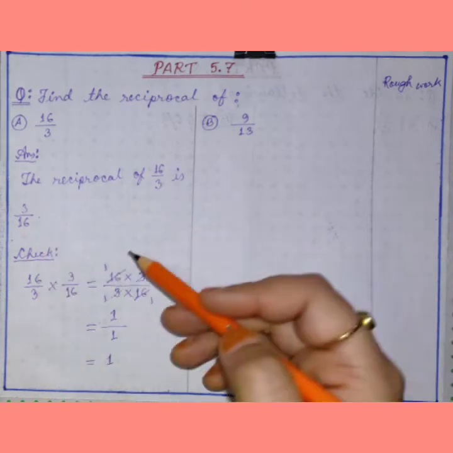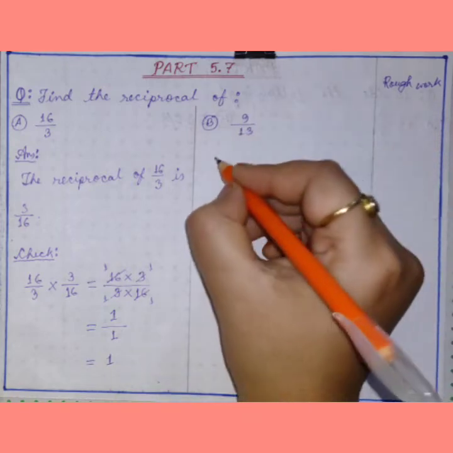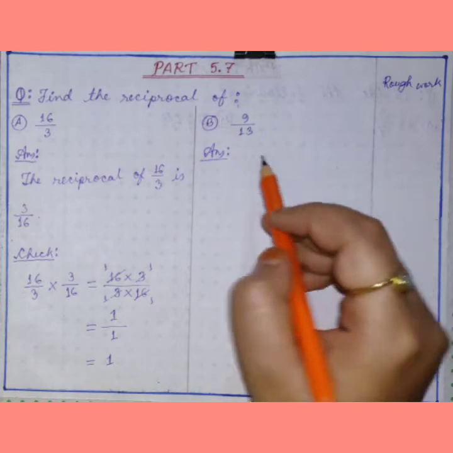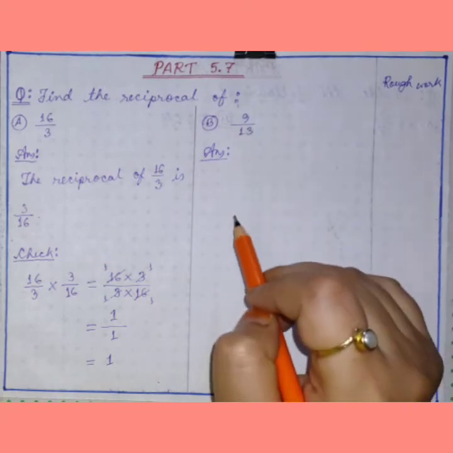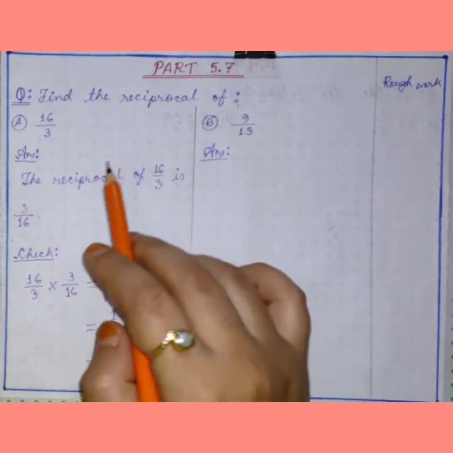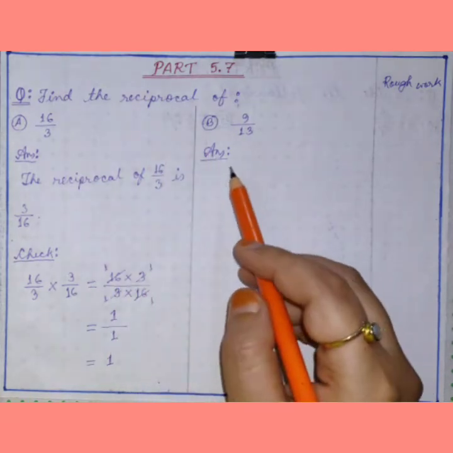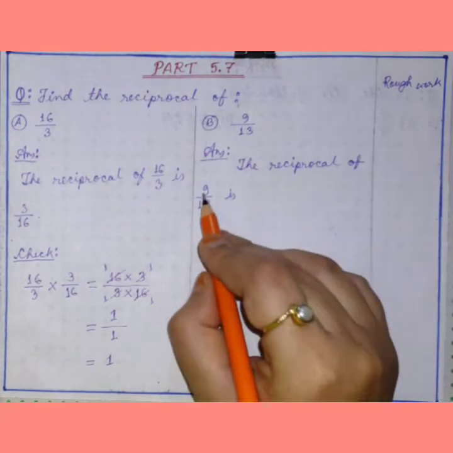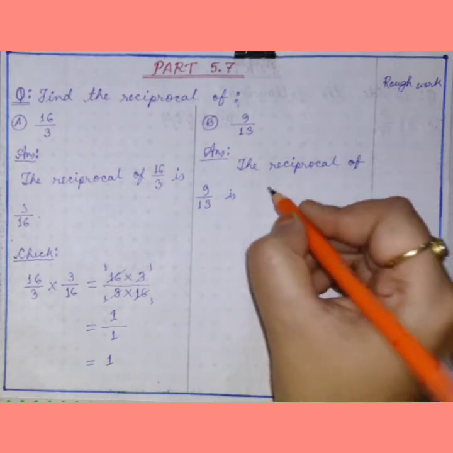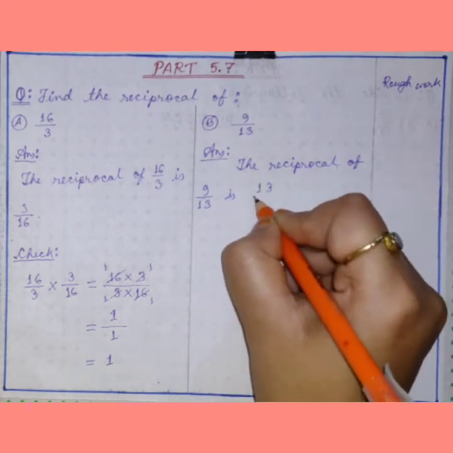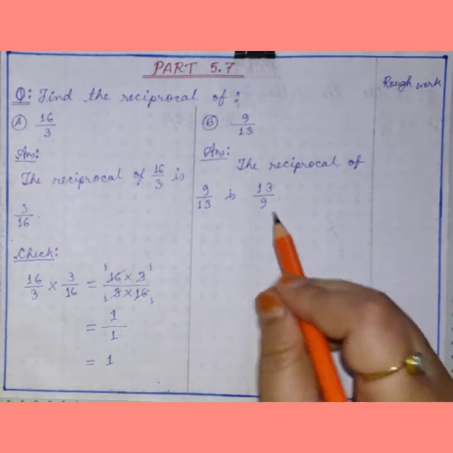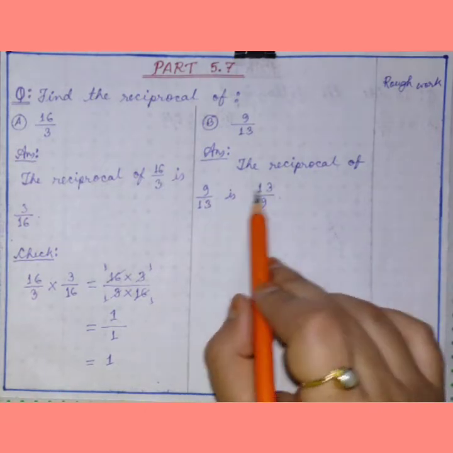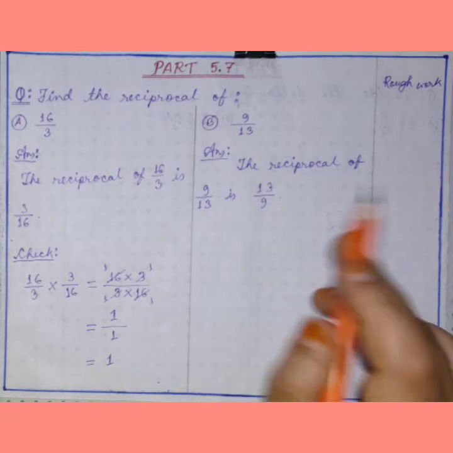Now moving to the second question. What is the fraction given? The fraction given here is 9 by 13. We have to find the reciprocal. The reciprocal of 9 by 13 is 13 by 9. How have we found this? We write the denominator as the numerator and the numerator as the denominator.